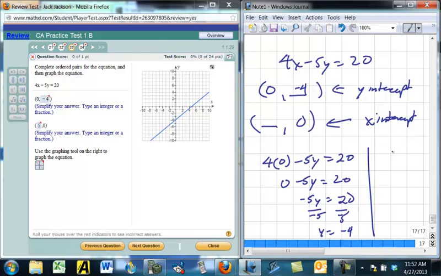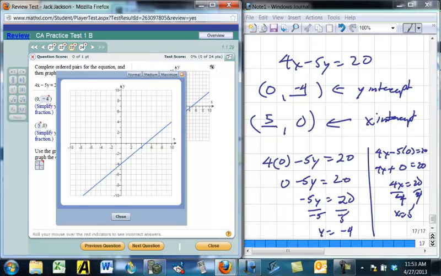Now to do the other one, we're going to put 0 for y. Again, 0 times anything is 0. When we add 4x, of course, we get 4x. That's supposed to be equal to 20, so just divide both sides by 4, and we get x is 5. So 5, 0 is right here on the x-axis. Be sure you pay attention to the scale. Probably want to look at a bigger graph.